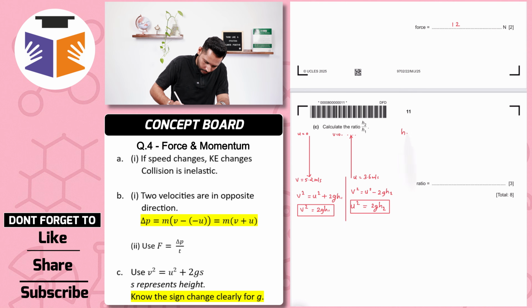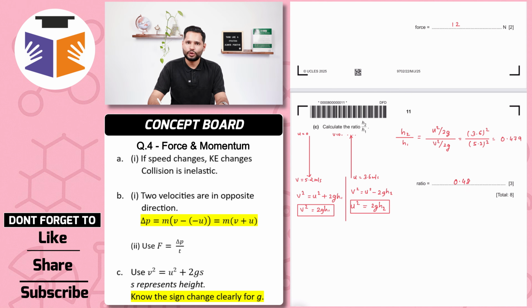Okay, so for H2 upon H1, we can write u square divided by 2g upon v square divided by 2g. 2g will get cancelled and then it will be 3.6 square upon 5.2 square. The answer is 0.479. So we can write 0.48 as the ratio of heights.